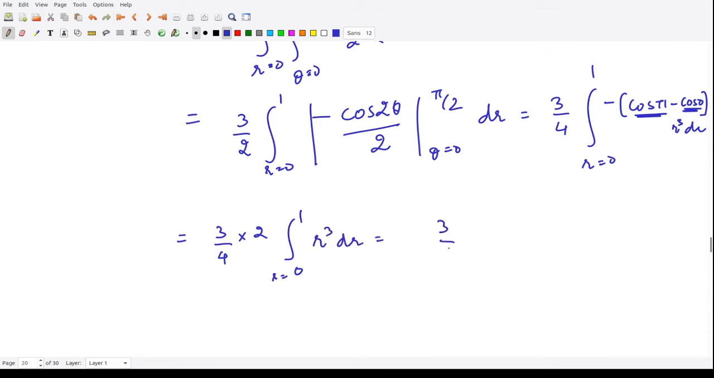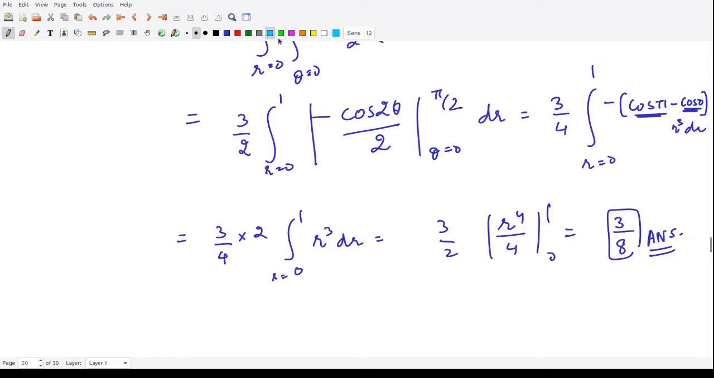So this is 3 by 2 r to the power 4 by 4, and the limits of integration from 0 to 1. So we have 3 divided by 8 as the value of this surface integral. Similarly, we can have a look at one more question.